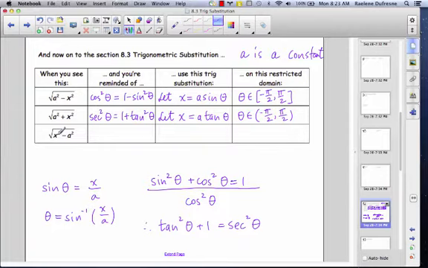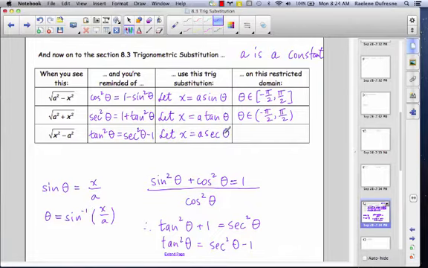Lastly, when we see the variable squared minus a constant squared and then square rooted, we think of rearranging this identity, which says that tan squared theta is equal to secant squared theta minus 1. And from here we are going to let x equal a times the secant of theta, where theta is contained from 0 to pi by 2, excluding pi by 2, union pi by 2 to pi.